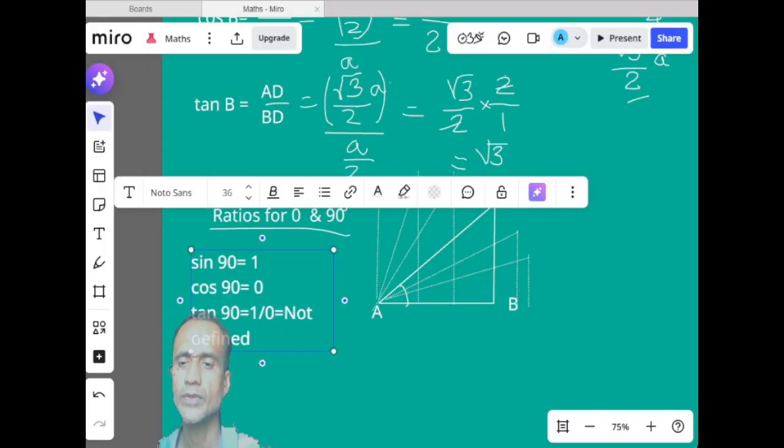And what about the value of tan 90? It will be perpendicular side by adjacent side. So the perpendicular side will increase, and this adjacent side will become 0.